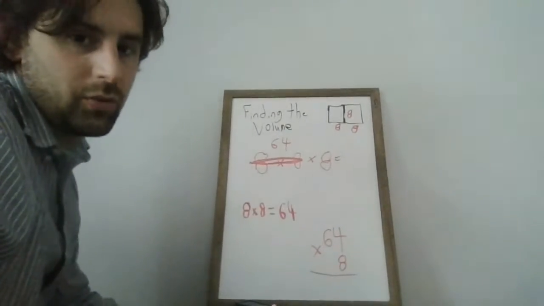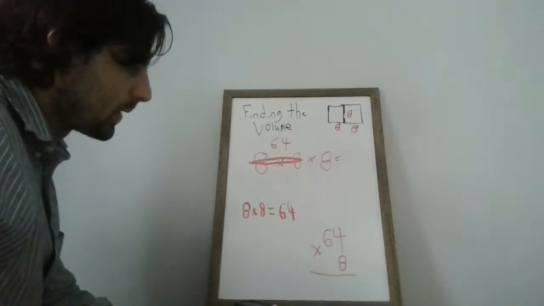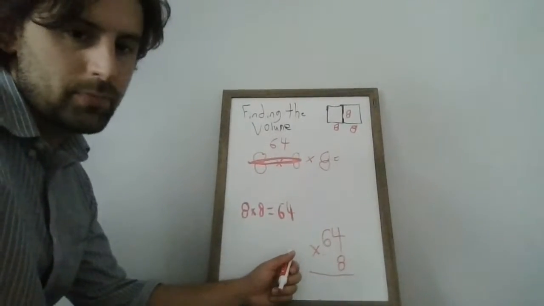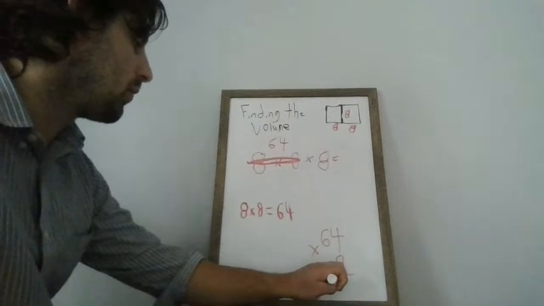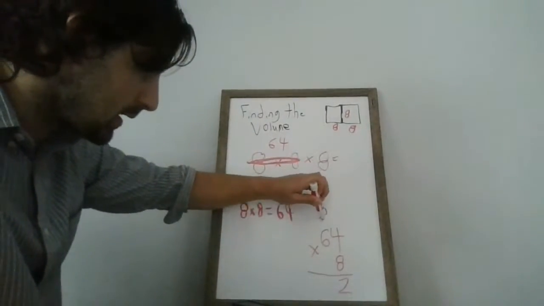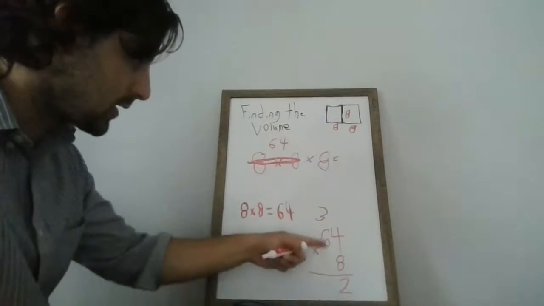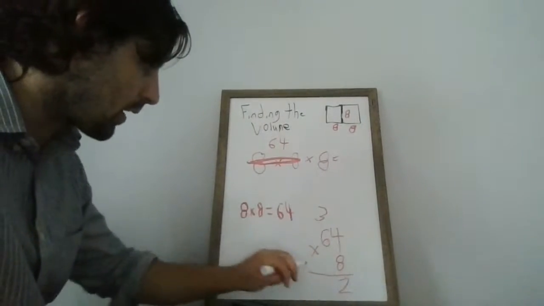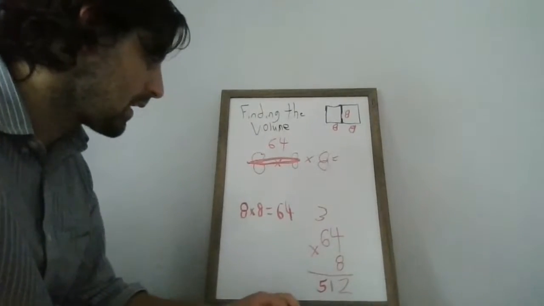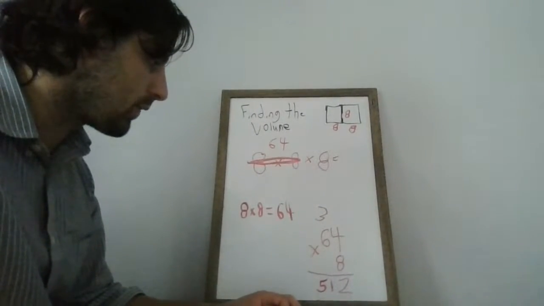So we're going to use the multiplication with regrouping. 4 times 8 equals 32. The 2 in the number 32 we're going to put in the ones place. The 3 in the number 32 we carry over to the tens place. 6 times 8 is 48, plus 3 is 51. And that is our answer.